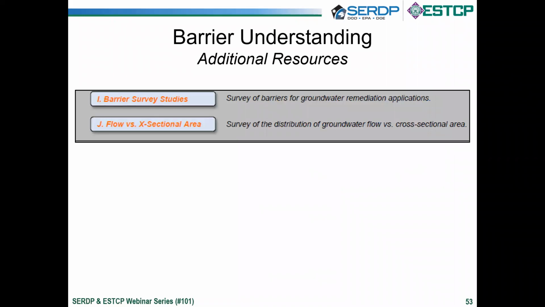Finally, a couple additional resources in the toolkit include a survey of historic studies, and this is coming from an EPA guidance document, as well as sites evaluated from the California GeoTracker database. And there's also an evaluation of the distribution of groundwater flow in heterogeneous media, which I'll talk about next.